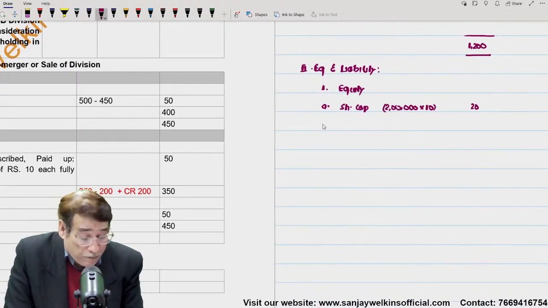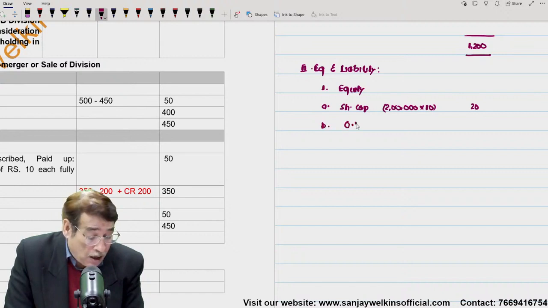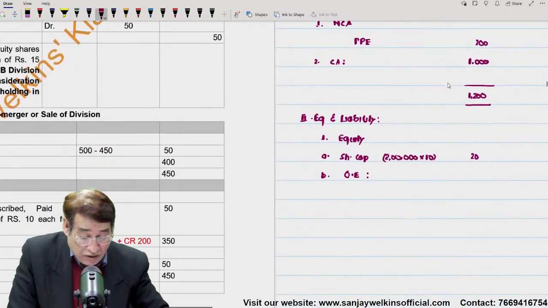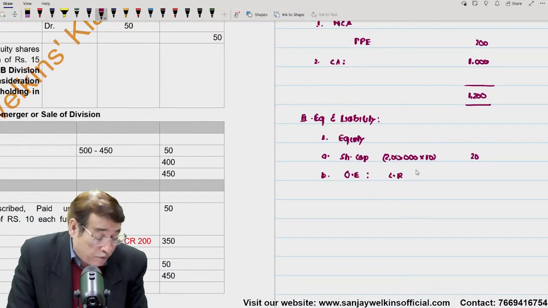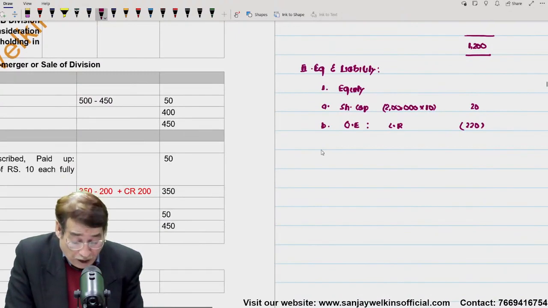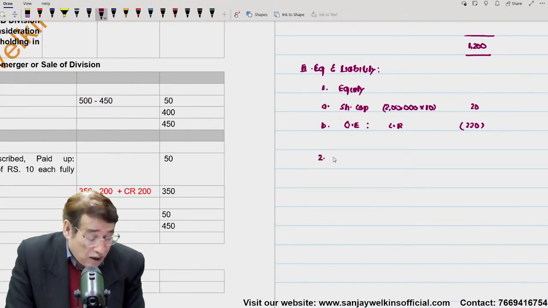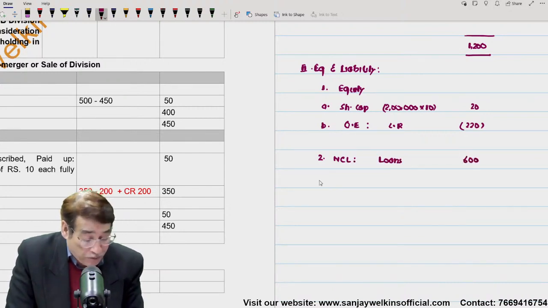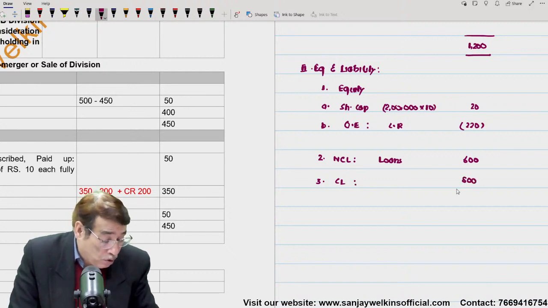Now, B, other equity. Under the other equity, in this particular case, if you look into the entry, we have capital reserve negative balance, correct? So capital reserve I will write, and capital reserve is having negative balance of 220, I will write it in bracket. Is it clear to you or not? After that, I will write here liabilities. As far as non-current liability is concerned, because this entity has taken over loans, it will reflect the loans at 600. And then third, current liability, and this entity has taken over current liability worth 800. So total will be equal to 1,200.